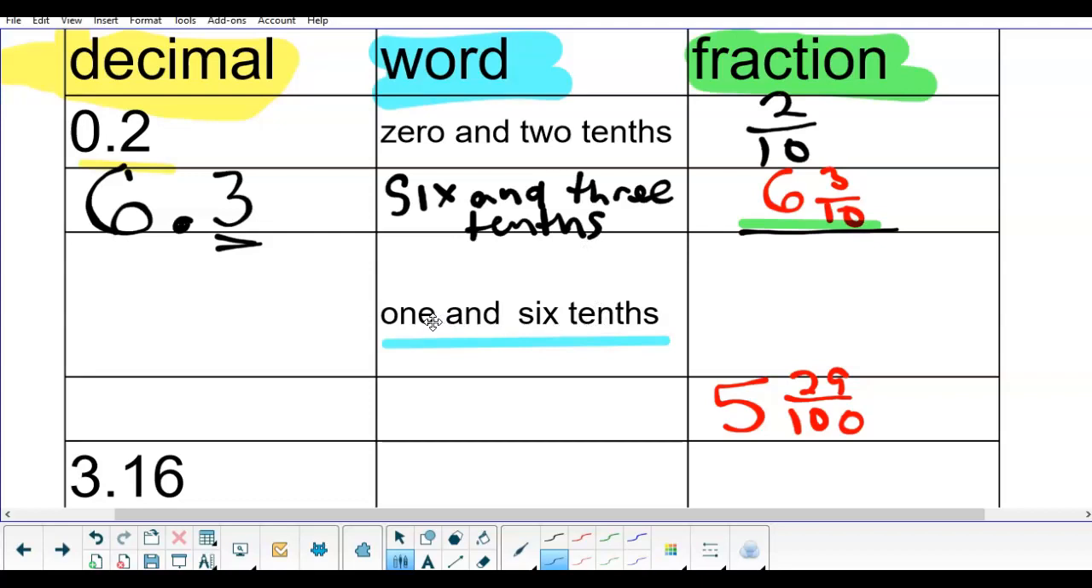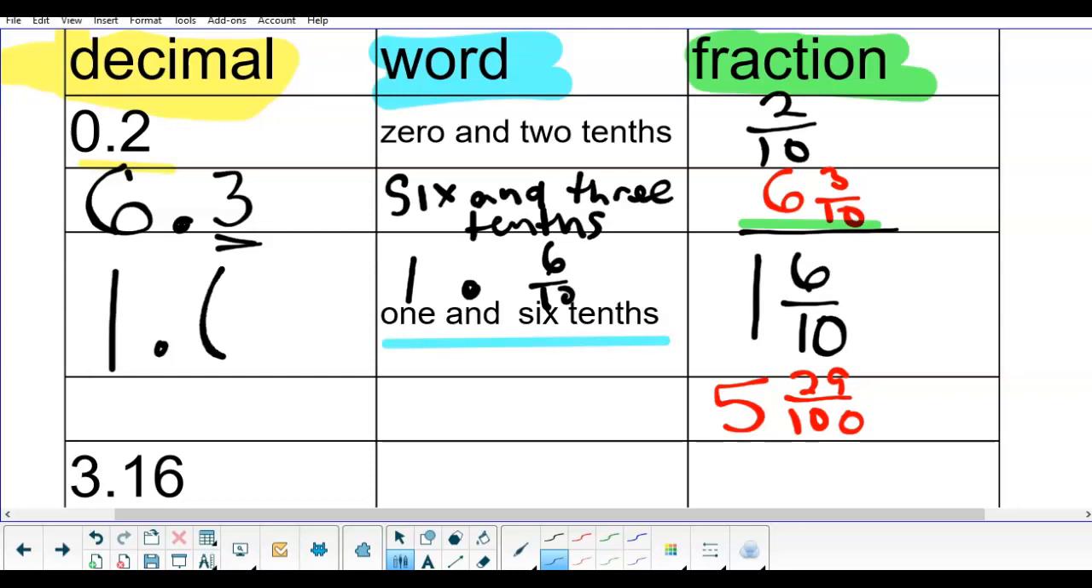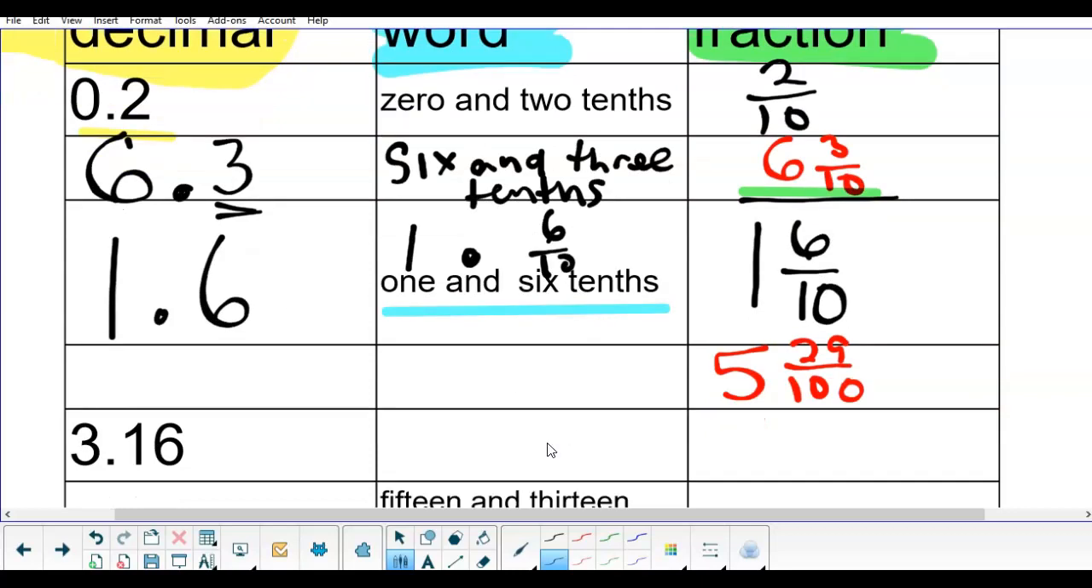Okay, now I look at the next one and they gave me the word form, 1 and 6/10. Sometimes when they give me the word form first, I like to write on top of it 1 and 6/10. It helps me to visualize a little better. So that's my fraction, 1 and 6/10. And my decimal is 1 and 6/10. Okay, so that's how you're going to do it for the tenths.